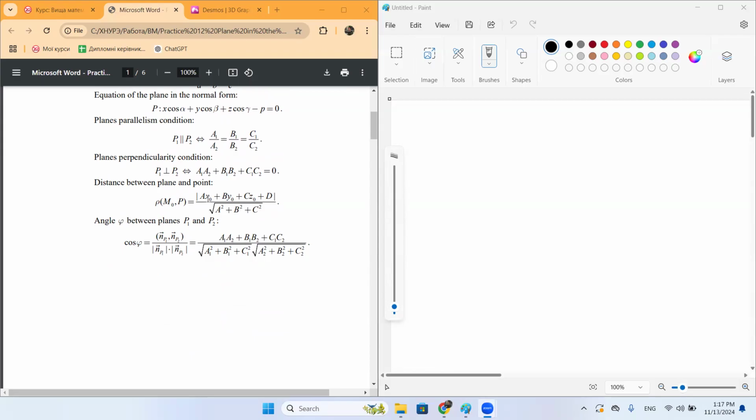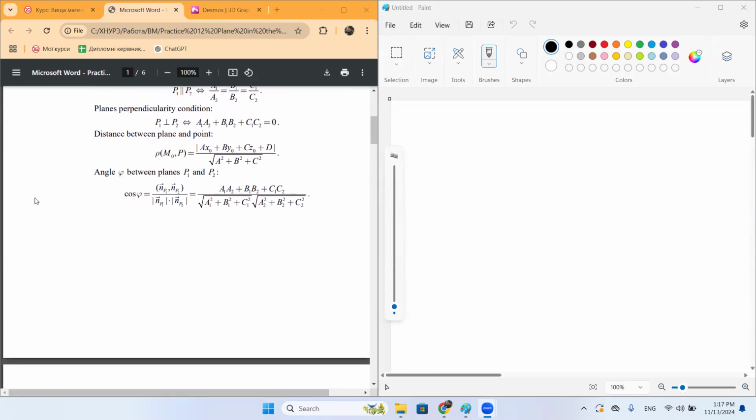So distance between the plane and point: we take magnitude of scalar product of the point and normal vector plus free coefficient D, and divide it by the magnitude of normal vector. So how to receive cosine of angle between planes P1 and P2? The same, as we remember from the scalar product of vectors topic. So we divide scalar product of normal vectors by the product of their magnitudes.